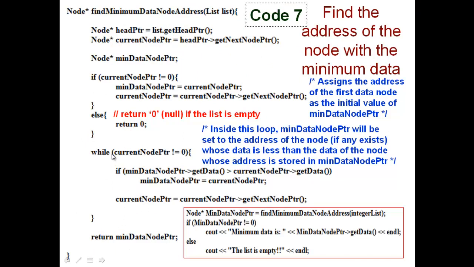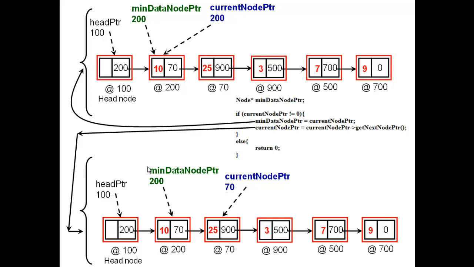So if the current node pointer is not null, get inside the while loop, and now it's the business of comparing the data pointed to by the current node pointer with the data pointed to by the min data node pointer. The min data node pointer is storing the address of this node at address 200. So the data is 10. Compare that data with the data of the node pointed to by the current node pointer.